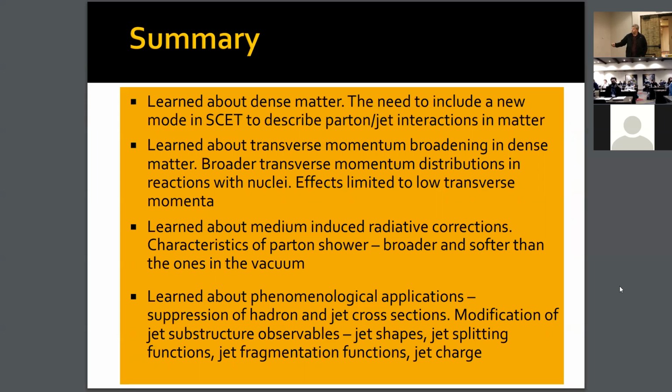And finally, I showed you phenomenological examples and applications where a lot of those observables, their modification was predicted long before the experiments took place. And they're confirmed in many cases with good quantitative agreement between the experiments and predictions. In some cases, of course, advances were needed relative to the simpler energy loss approaches, and I mentioned an example of the jet shapes, where there was a significant improvement in going to the full theory. So with this, thank you, and I'm ready for any additional questions.